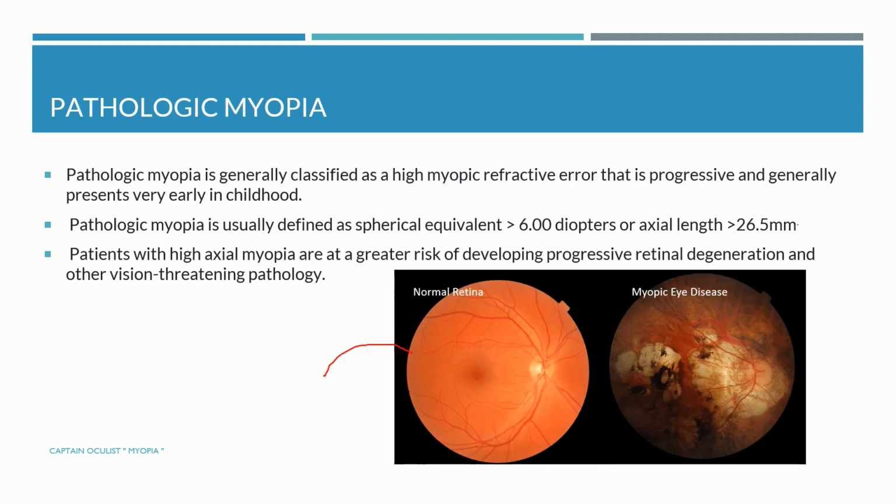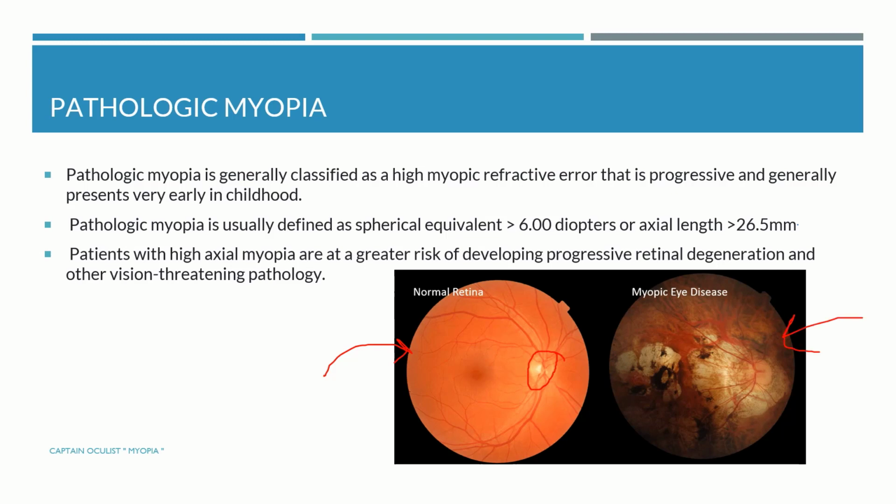Then we have pathological myopia. In pathological myopia, as you can see, this is how the normal fundus looks, how healthy it is, with the optic nerve head, fundal glow and vessels.